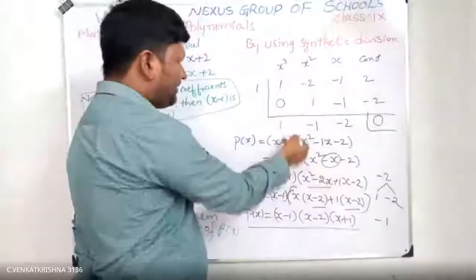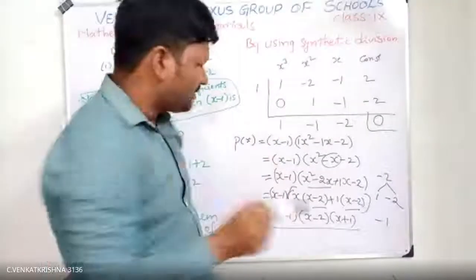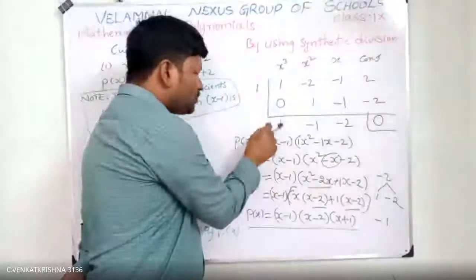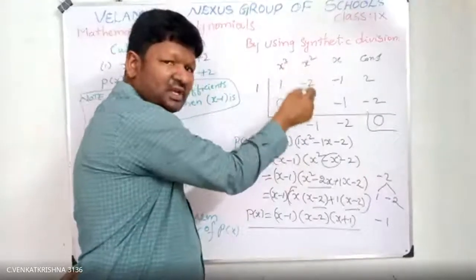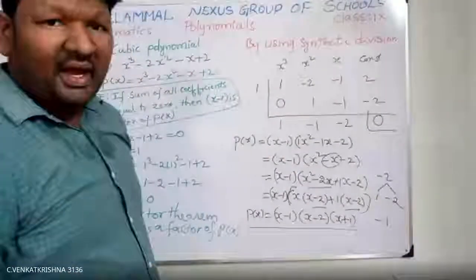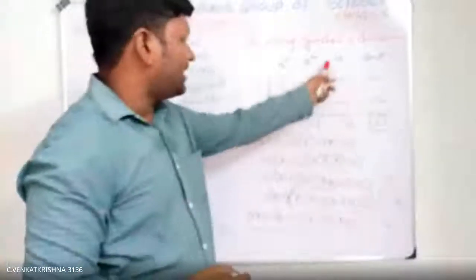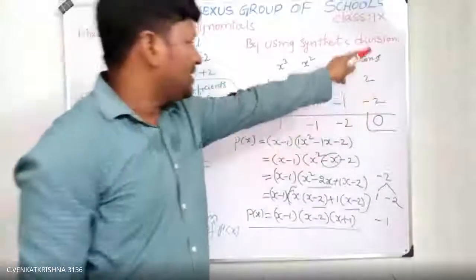Then add vertically these two numbers, just general addition. 1 plus 0 is 1. Then 1 into 1, 1. Then add these two numbers. So minus 2 plus 1 is minus 1. Then minus 1 into 1 is minus 1 again. Then add these two, minus 2, multiply, minus 2. The result is 0.